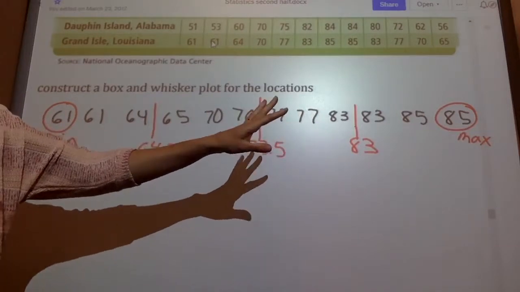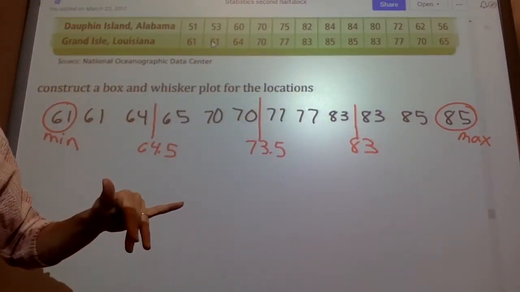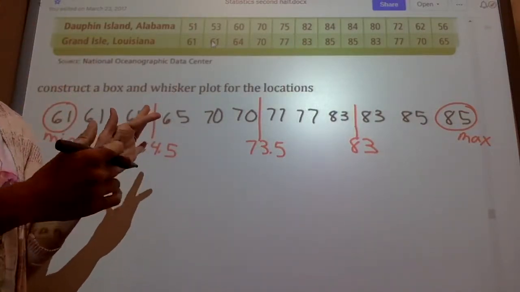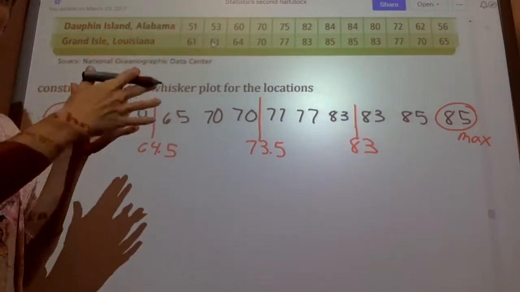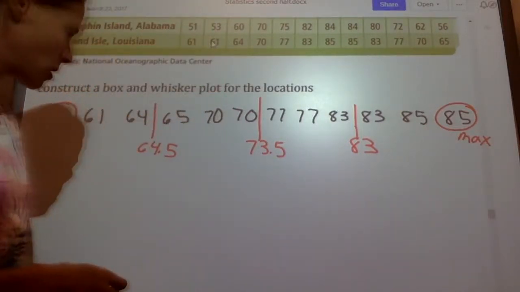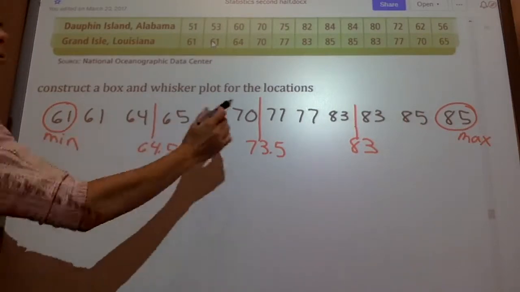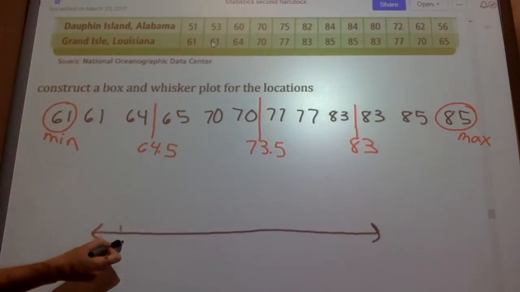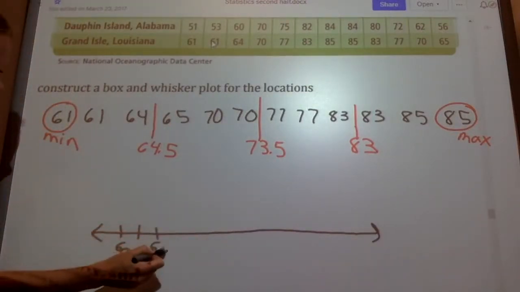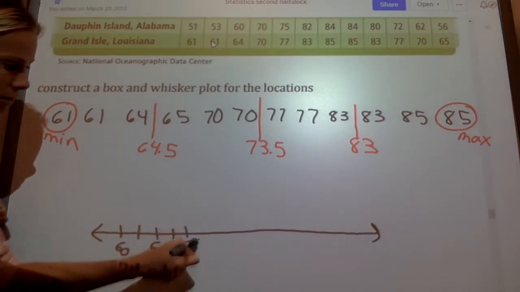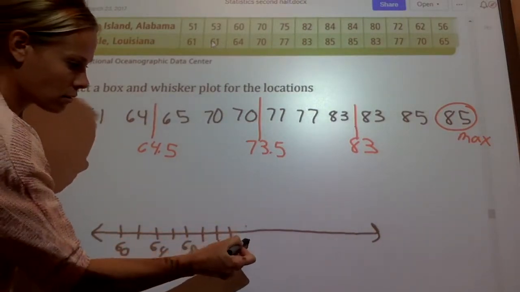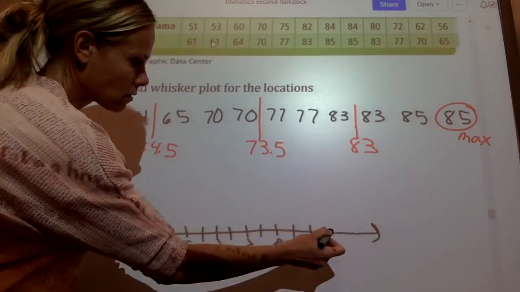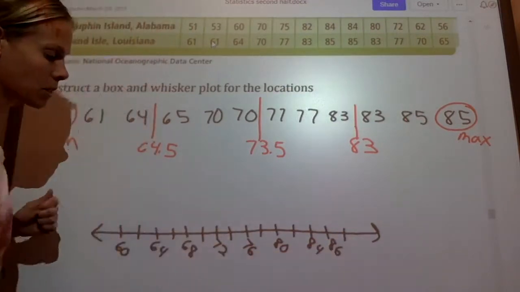Now to graph this, you need an equally spaced number line. You can't just plot them and make a box and whiskers. It has to be an equally spaced number line so you can see how your quartiles are skewed, small or big, left or right. For this one, since I'm going from 61 to 85, I'd probably count by 2s. So let's start with 60. Something like that, count by 2s.